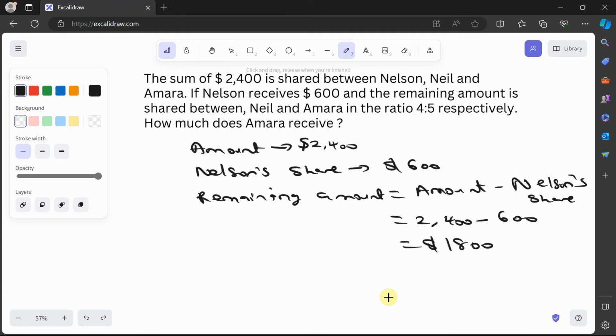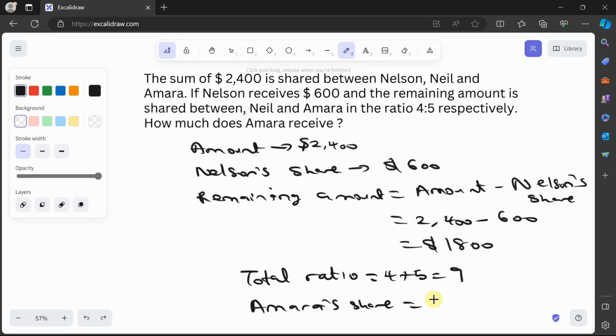$1,800. It now says that the remaining amount is shared between Neil and Amara in the ratio 4:5. How much is Amara's share? So the total ratio is going to be 4 plus 5, and that will give you 9. Amara's share would be equal to 5. If you look at this, the 4 represents Neil, 5 represents Amara, so that will be 5 over 9 multiplied by 1,800. So 9 here 1, 9 here 200.